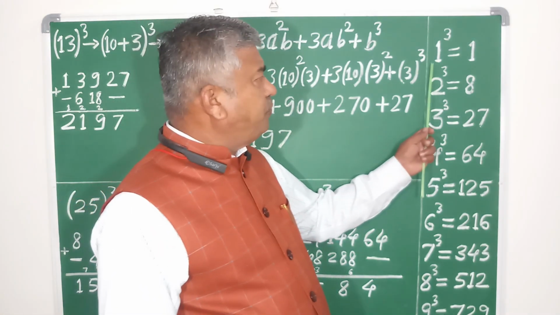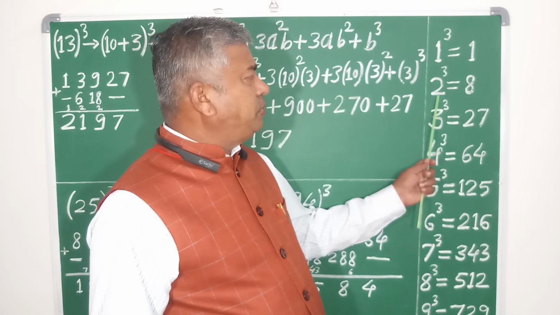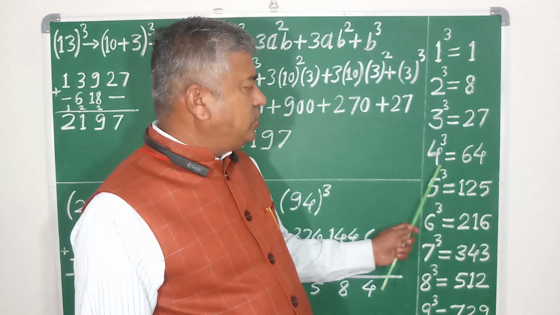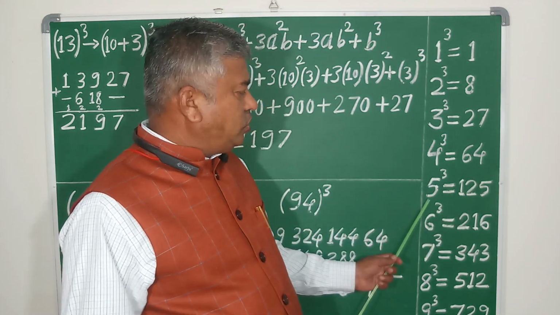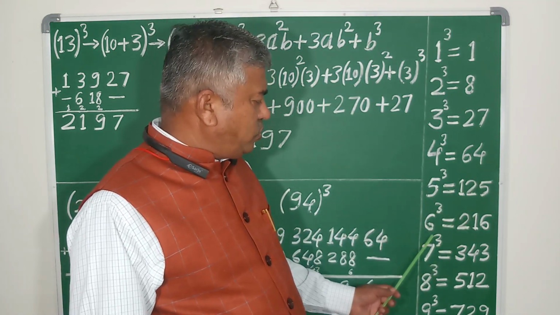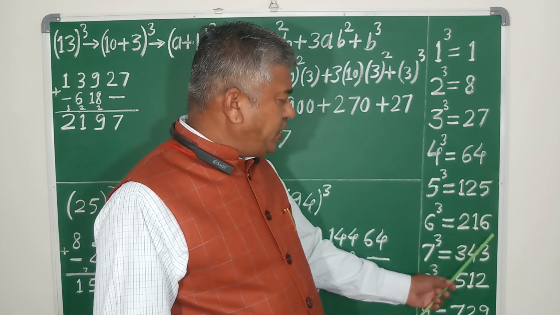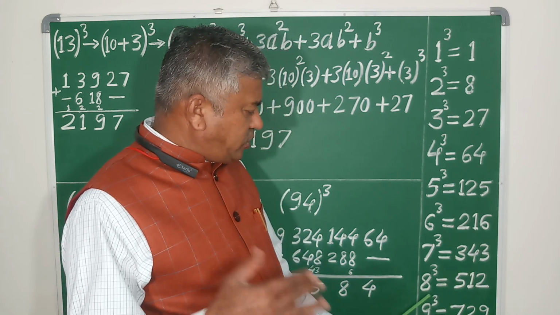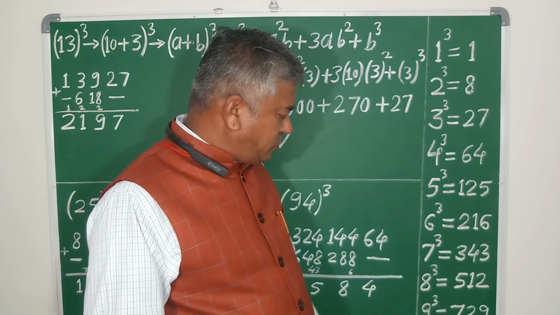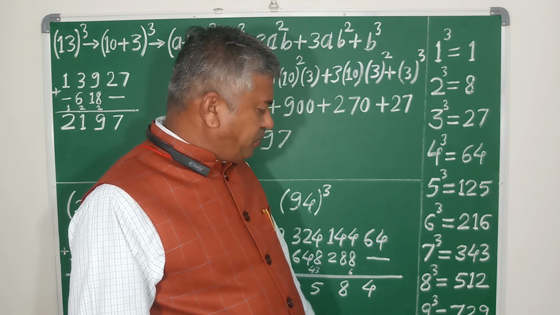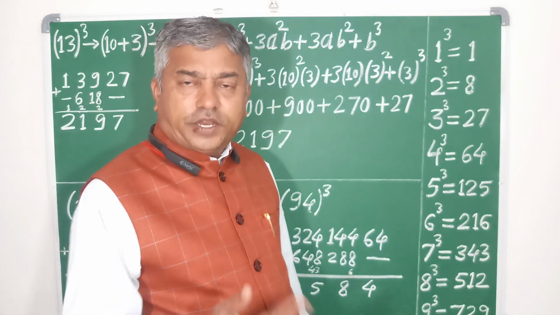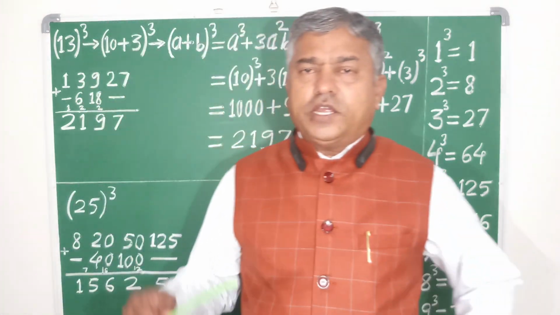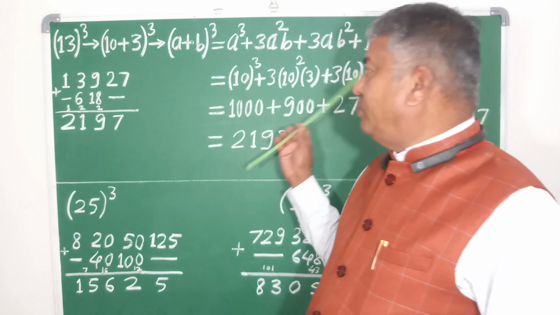Here the cube of 1 is 1 and the cube of 2 is 8, cube of 3 is 27, cube of 4 is 64, cube of 5 is 125, cube of 6 is 216, cube of 7 is 343 and cube of 8 is 512 and last the cube of 9 is 729. By the help of these cubes, we can easily solve these problems.